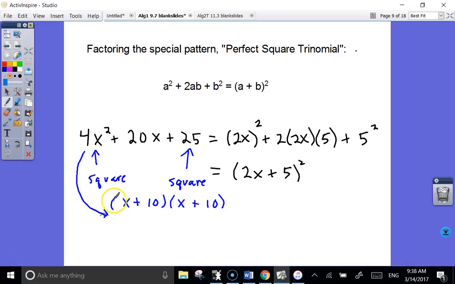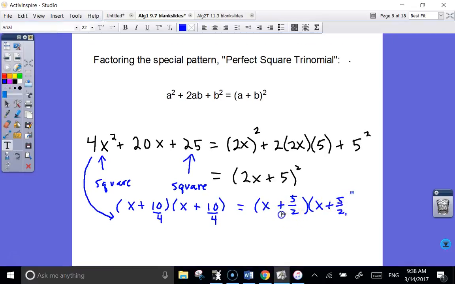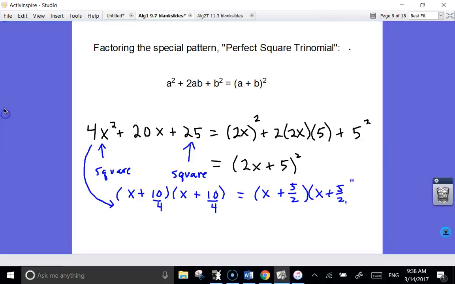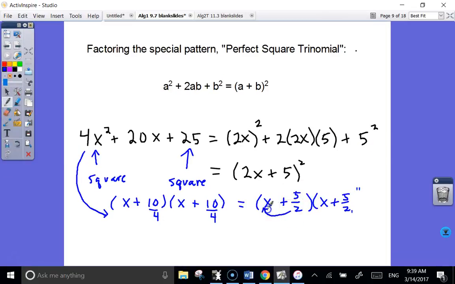And then what? Divide by the 4. Seems like I got something going on here. But that can be simplified, right? That is x plus 5 halves, x plus 5 halves. And then because we don't want to have fractions, we slide the 2 here on both. 2x plus 5 times 2x plus 5.